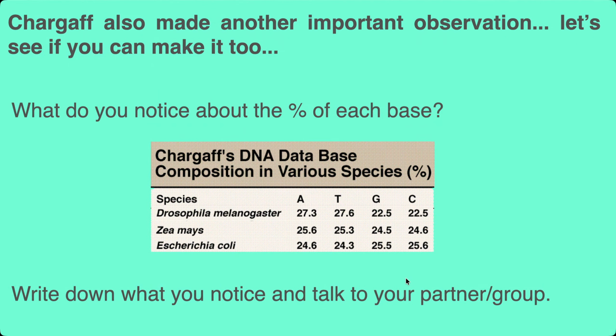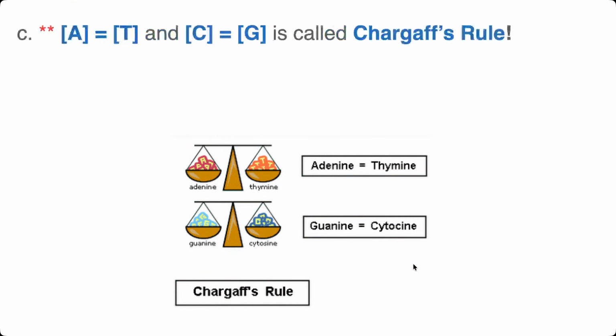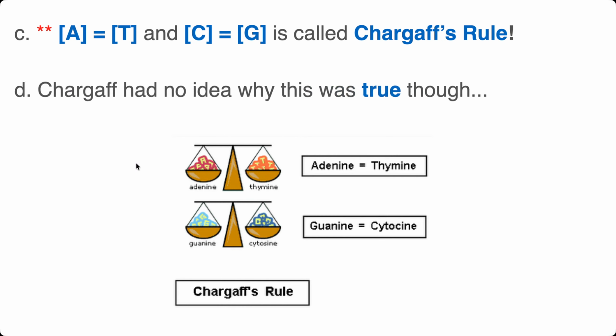So what he found is that A and T are similar in quantity and G and C are similar in quantity, which was interesting. And so because of that, we call this Chargaff's rule. The amount of A and T are equal, the amount of C and G are equal. Now, he wasn't entirely sure why this was the case. He just knew that whenever he was looking at the quantities in different organisms, they were very close to one another. But that's called Chargaff's rule.